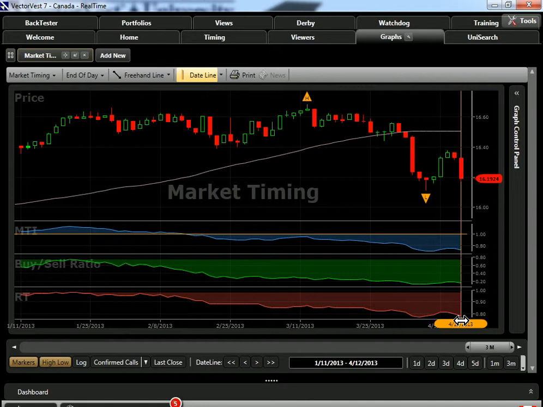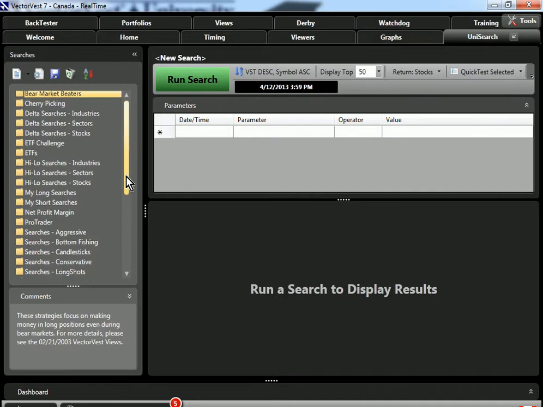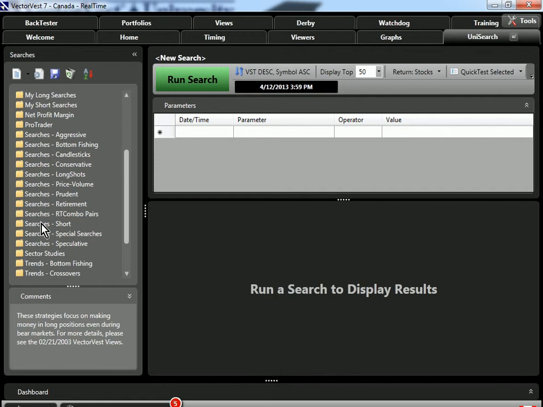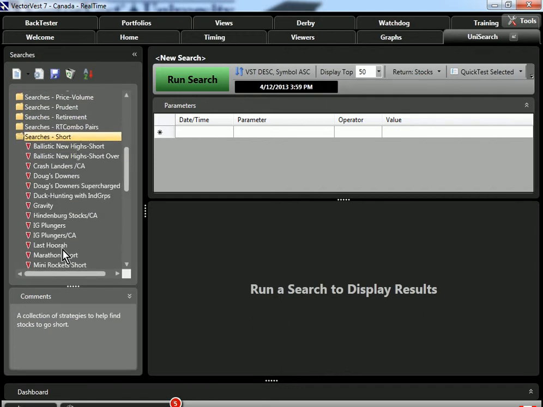Once we've determined that, the next logical thing to do is to take a look at what we call Unisearch. To do that, I go right up to the top, click on the Unisearch tab, and that will leave us with a large directory of yellow folders on the left-hand side. In each of those folders are searches. It could be as simple as scrolling down to searches short and picking from any of the short searches that are in this folder. But that leaves us with a lot of choices to make even so.